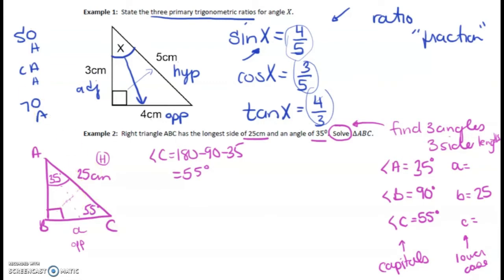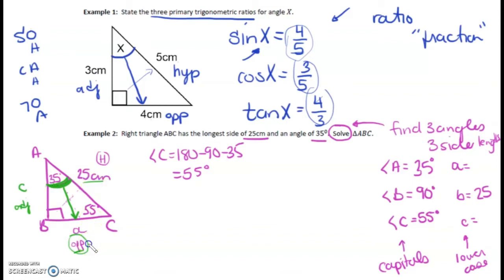Now, in our triangle, I already started labeling, like I labeled opposite relative to the 35. So I'm going to label the 35 with green. Okay, and we're going to keep that one. So side A is going to be opposite. That means that side C is going to be adjacent. Okay, hypotenuse never changes. So I have to decide if I'm going to use sine, cos, or tan. Let's solve for the opposite first. So I'm given an angle and I have the hypotenuse.